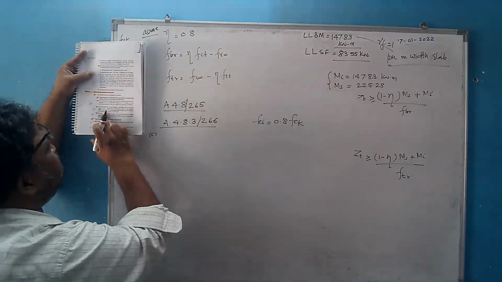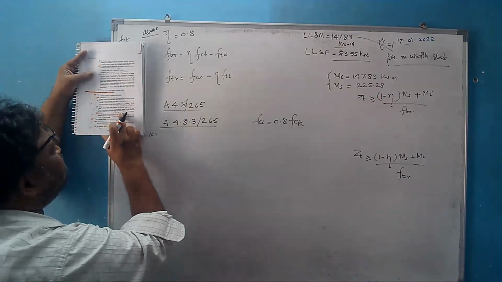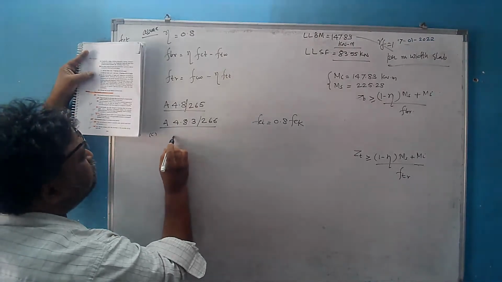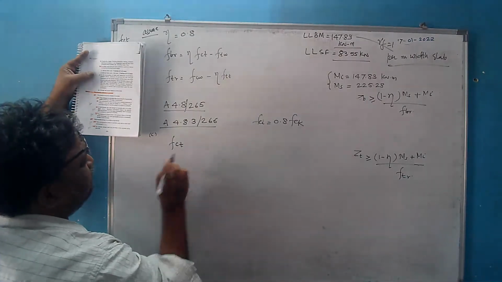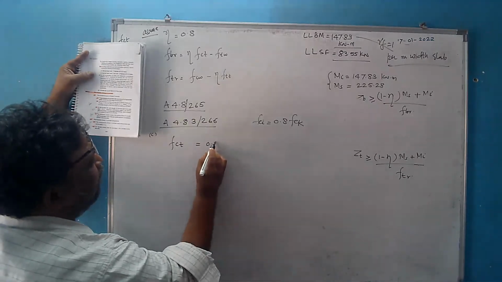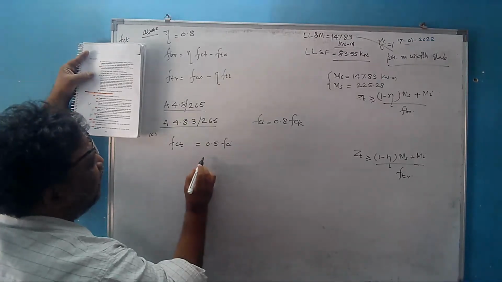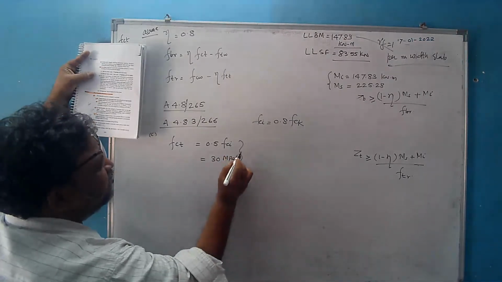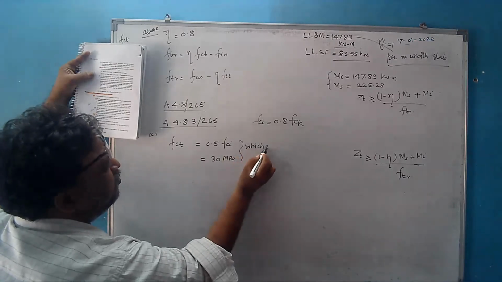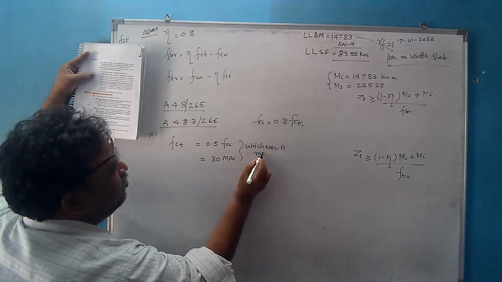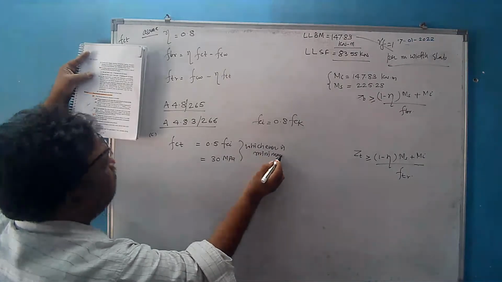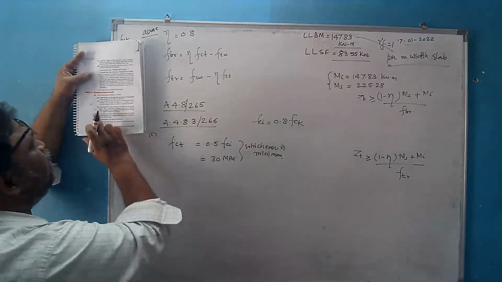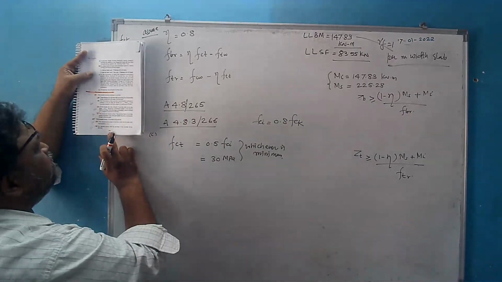Temporary compressive stresses in extreme fiber in concrete, including stage pre-stressing, shall not exceed 0.5 times of FCI. So the stress in concrete at transfer is equal to 0.5 times of FCI or equal to 30 MPa, whichever is minimum. These are the permissible values. It is part C on page number 266.